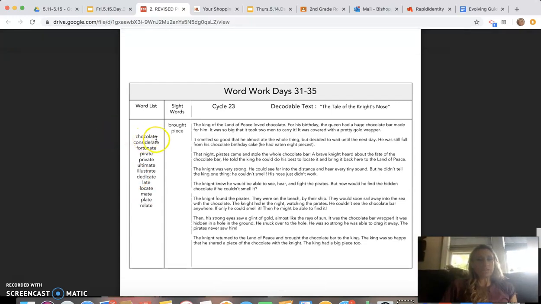One of the words is chocolate, considerate, fortunate, pirate, private, ultimate, illustrate, dedicate, late, locate, mate, plate, relate. So hopefully you realized that the first half of these words rhymed and the second half of these words rhymed.